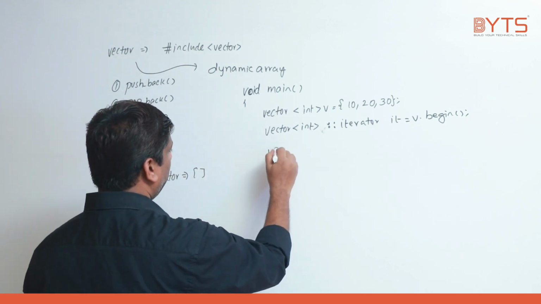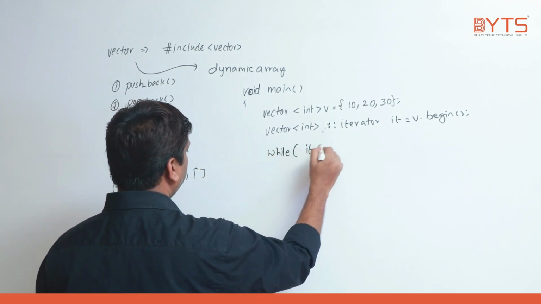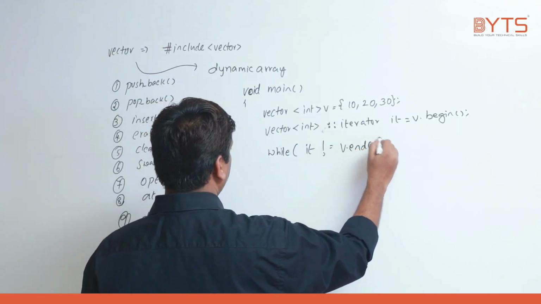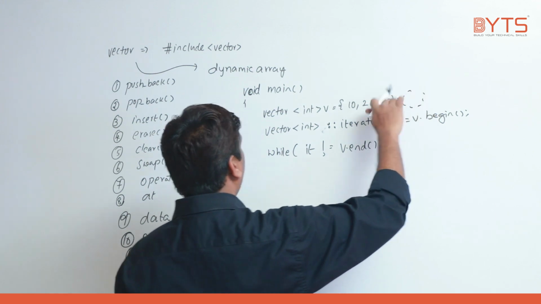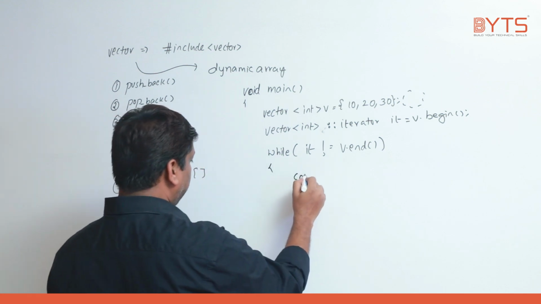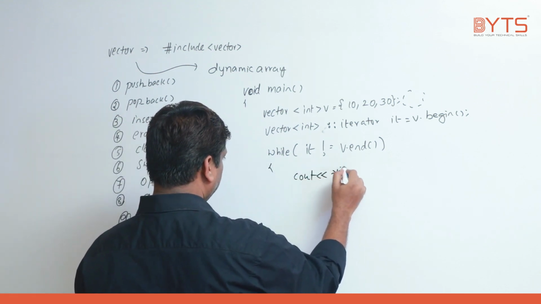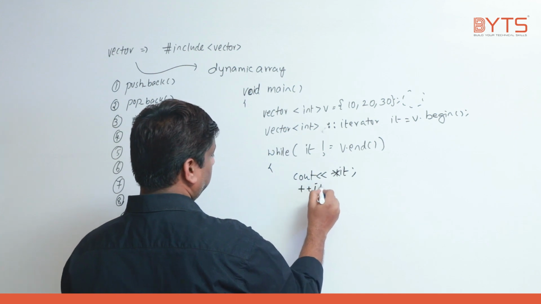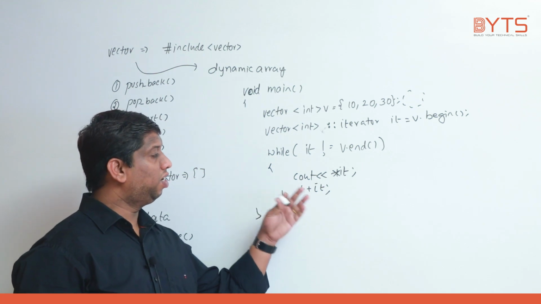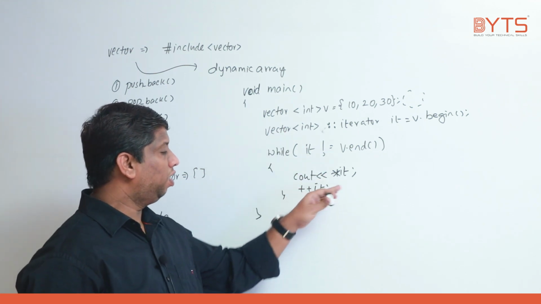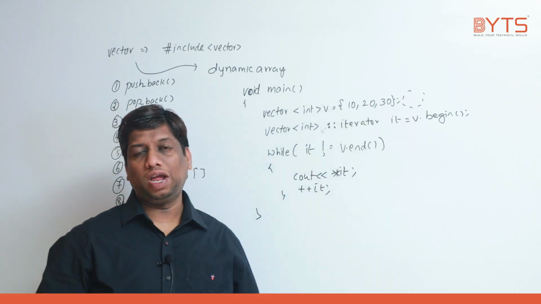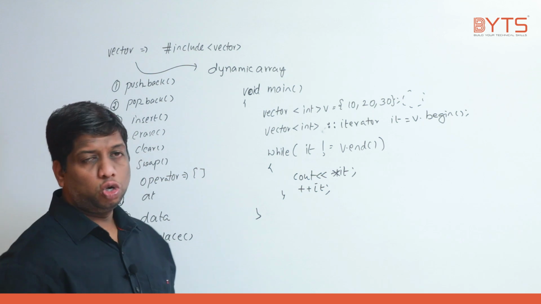Next, what can I do? while (it != v.end()). v.end() is a theoretical element which points to the position after the last element. Next, what should I do? cout << *it; it++. So *it will print 10. Next it++ points to 20, *it prints 20, it++ points to 30, *it prints 30, it++ will point to the end. We are coming out. So this is one way to print the data.